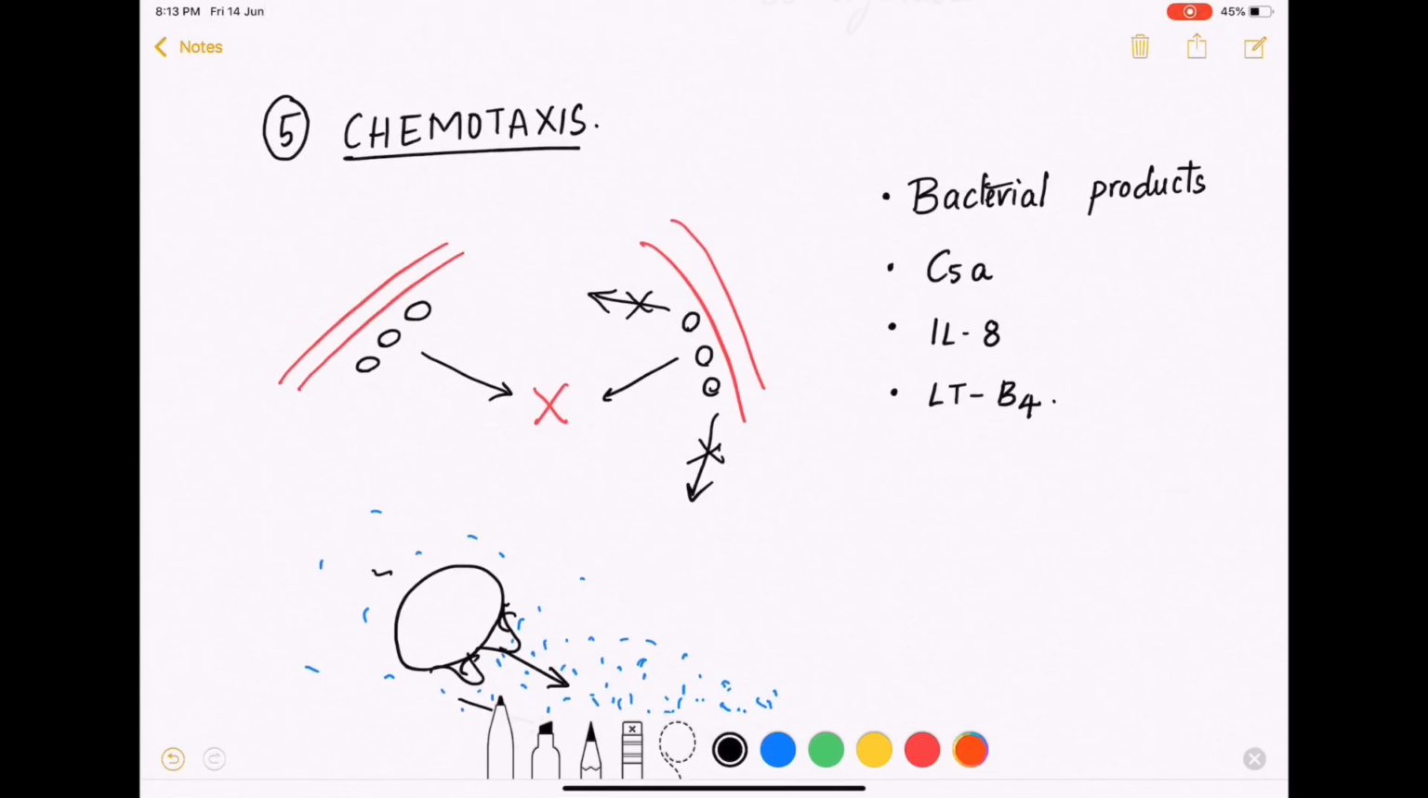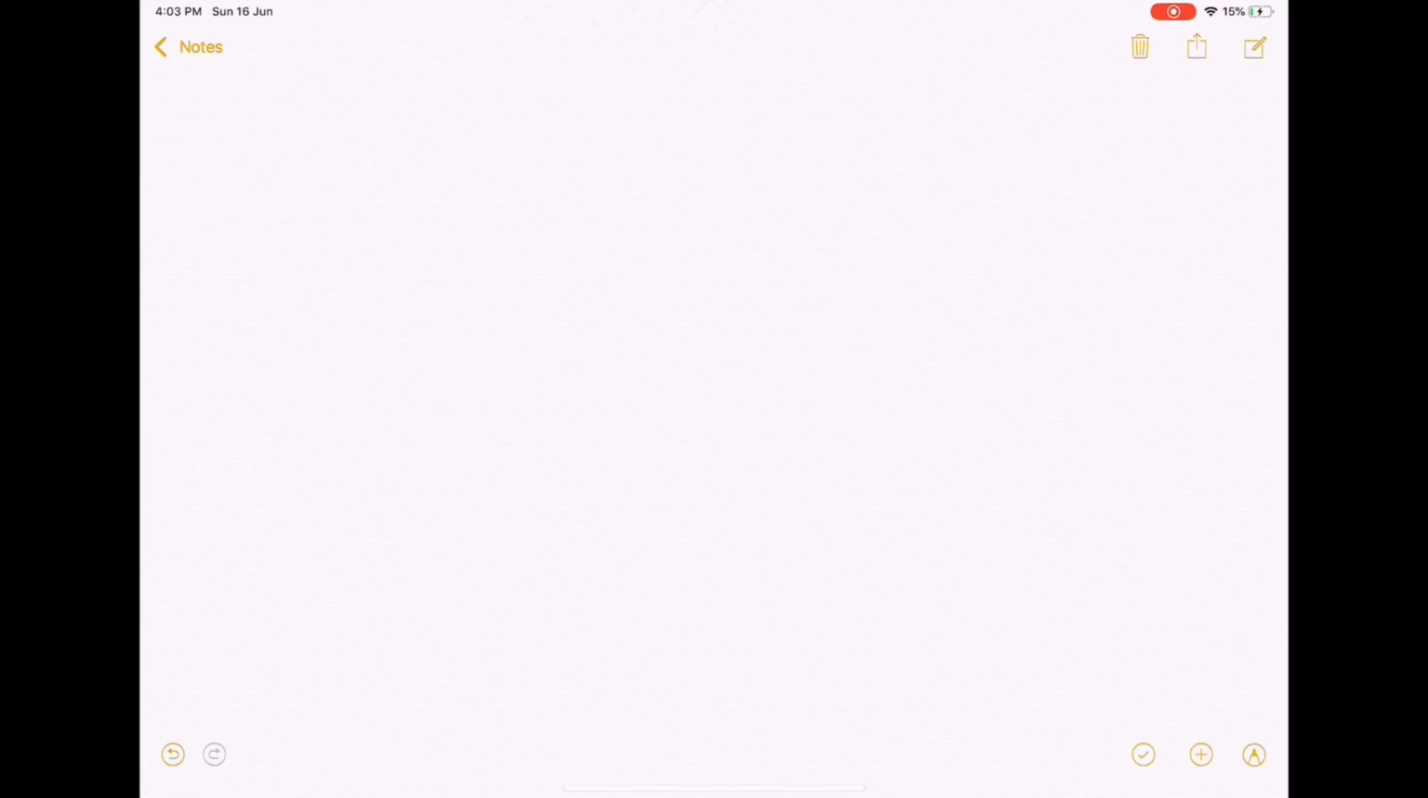Now, what are these chemotactic agents that we are talking about? First off, we have the bacterial products. This is an exogenous chemotactic agent. And then we have the complement proteins such as C5a, mainly C5a. We have some chemokines such as interleukin 8 and also the metabolites of lipoxygenase pathway of arachidonic acid, especially leukotriene B4.